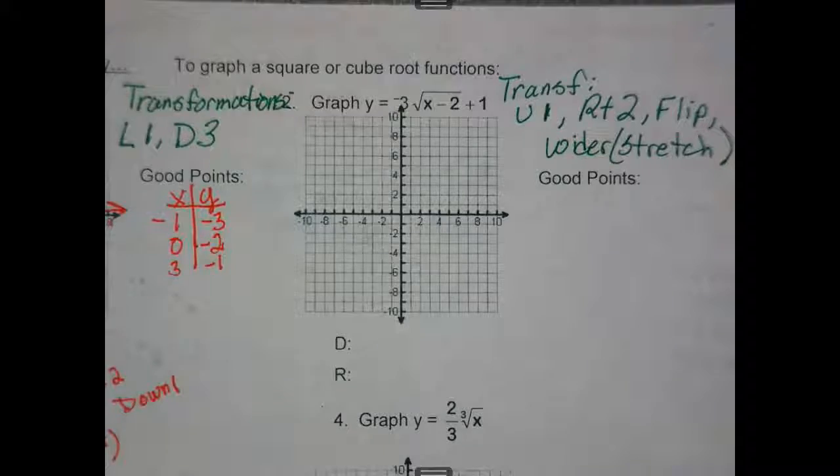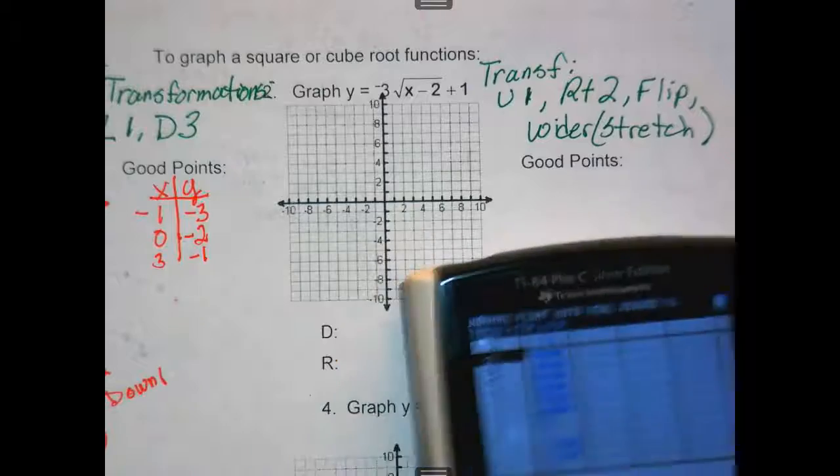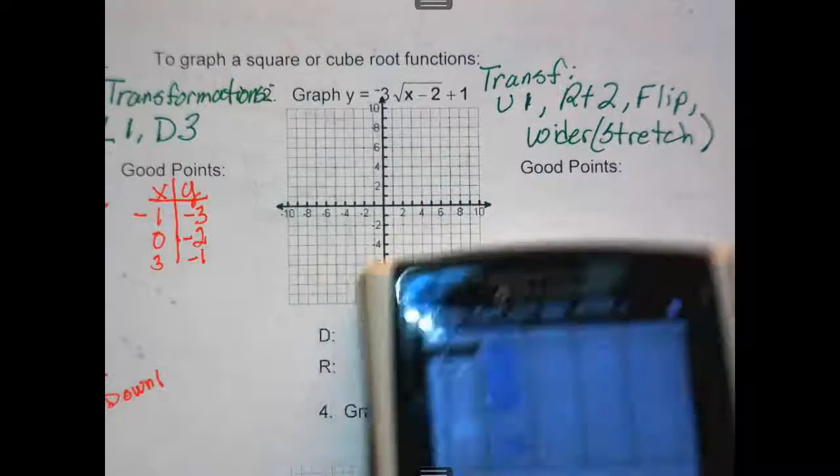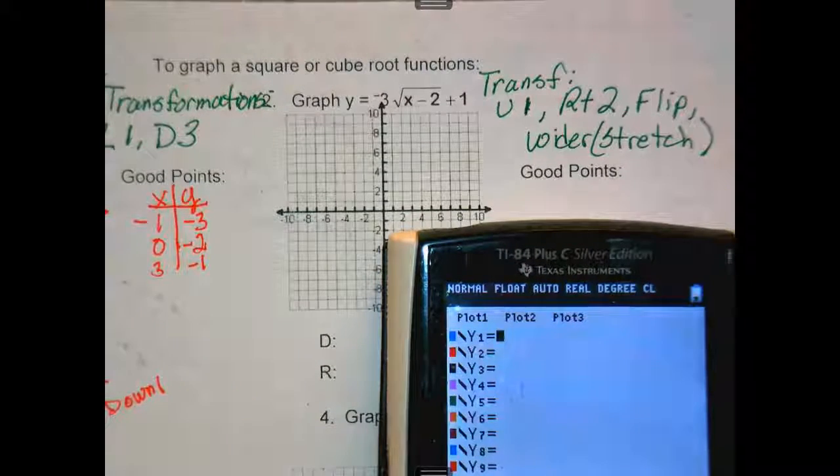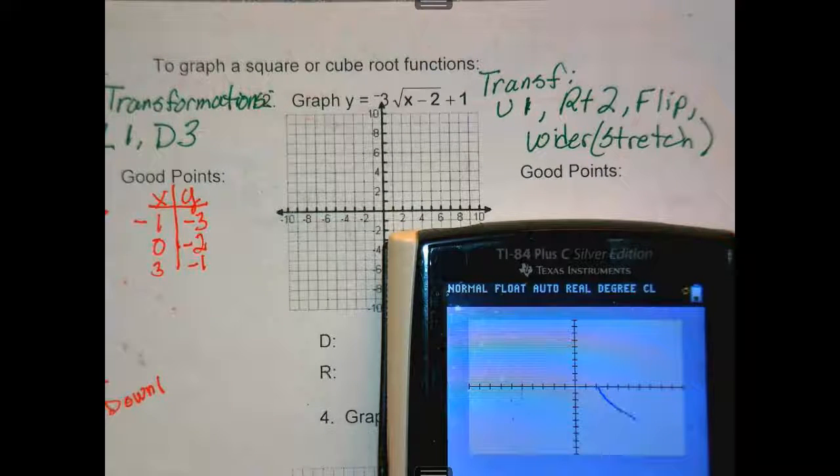Okay. Let's get some good points. Boy, that light is just right in the center of my screen, isn't it? Okay, -3 square root of x minus 2, close a parenthesis, plus 1. Graph it. See how it flipped it? Actually, somebody on the test put reflected, and I was impressed.